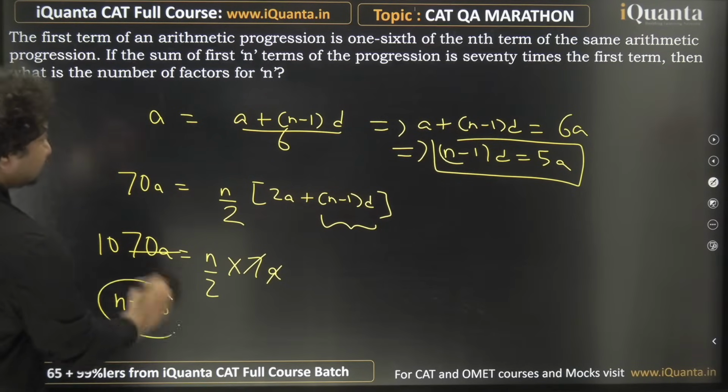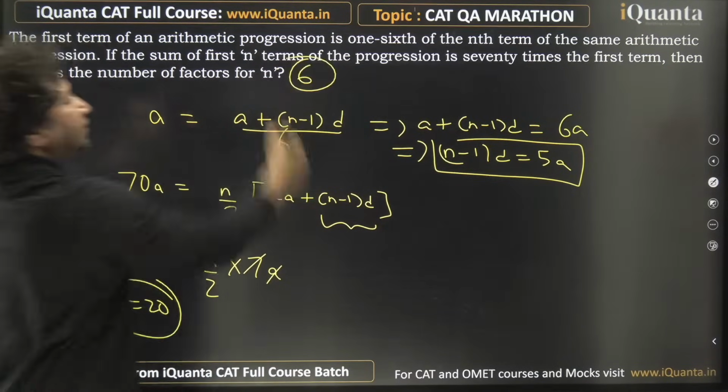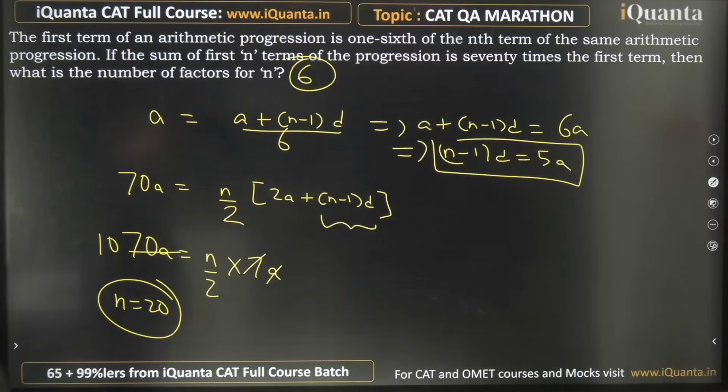Number of factors of 20 is 6. The answer is 6. 1, 2, 4, 5, 10, 20. We have 6 such factors. Chalo, cool. Well done, all of you.